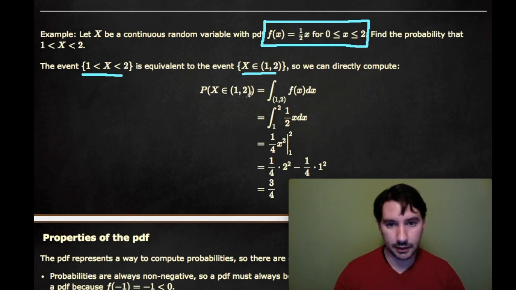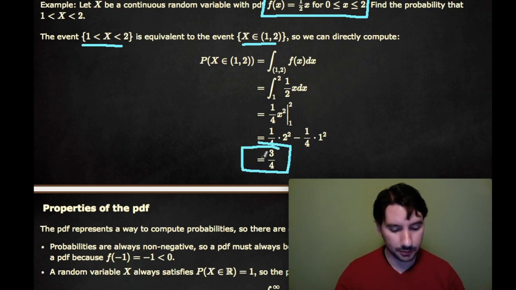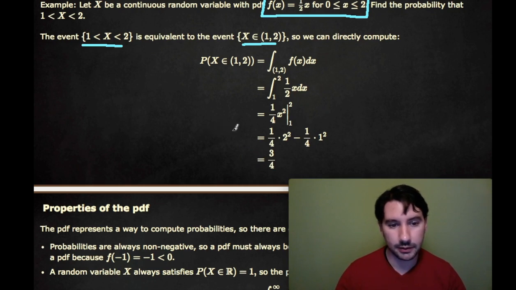So the probability that x is in [1, 2] is the integral over the interval [1, 2] of f(x) dx, which means to integrate from 1 to 2 of f(x) dx, and f(x) in this case is 1/2 x. From here you just do standard integration, so it's 1/4 x squared evaluated from 1 to 2, which is 1/4 times 2 squared minus 1/4 times 1 squared, or 3/4. So the probability that x is between 1 and 2 is 3/4.